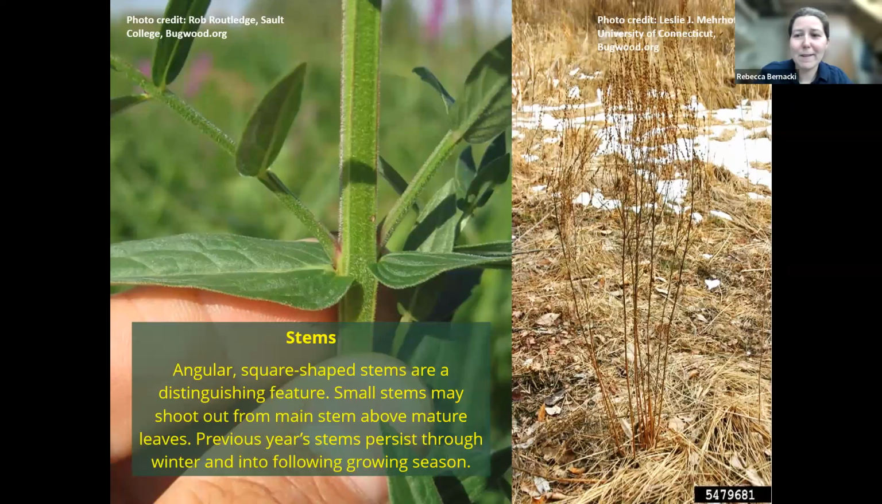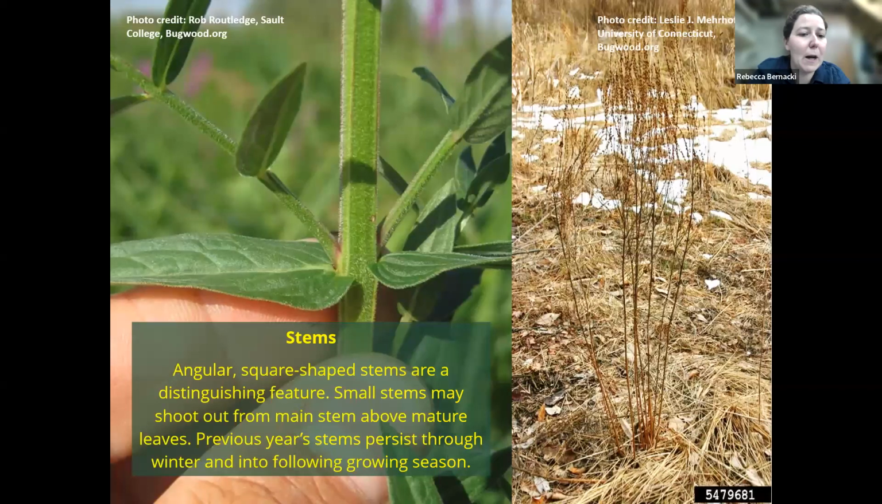My absolute favorite trait of purple loosestrife is that its stem is square. So most plants, when you pick them up, they roll along in your fingers like a pencil. This doesn't. Its stem is very, very angular once you have it, and it kind of chunks along if you try to roll it in your fingers.